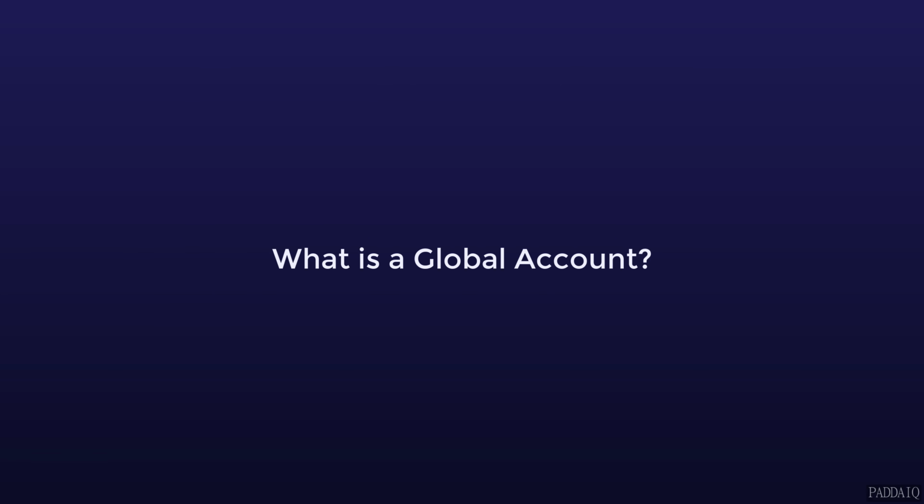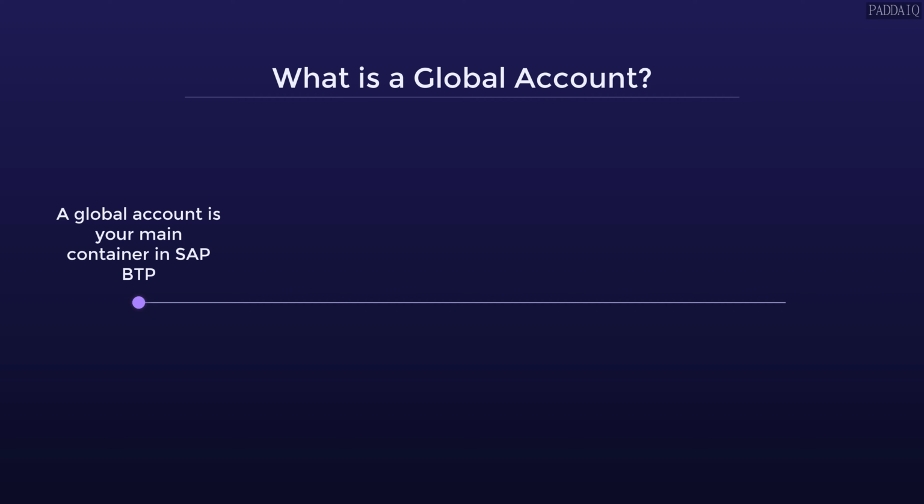A global account is your central SAP BTP organizational unit. A global account is your main container in SAP BTP. It's the central space where you organize and manage all your cloud resources and projects. For example, a company uses one global account to oversee its development, testing, and production environments. This structure ensures everything is efficiently managed under one umbrella.